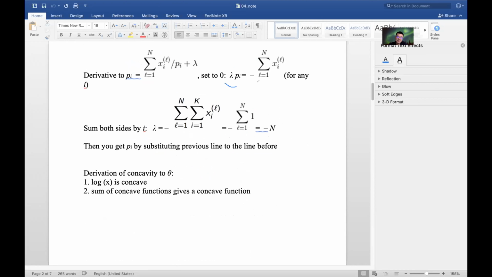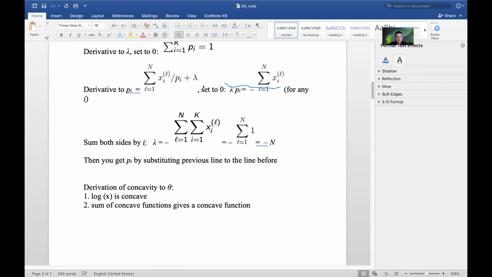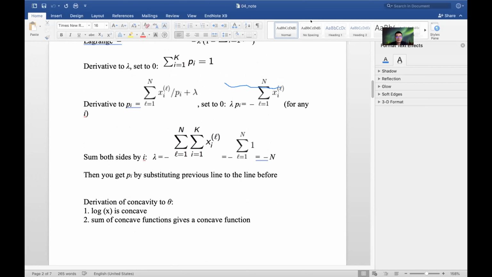Now, how do we handle this term? Keep in mind, we don't have lambda yet. This constraint has nothing to do with lambda, but this one has lambda, and for each Pi we have something. So what we will do is, after deriving this, we will take a break, and then we will take attendance.